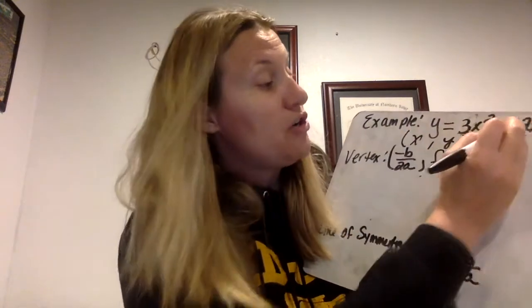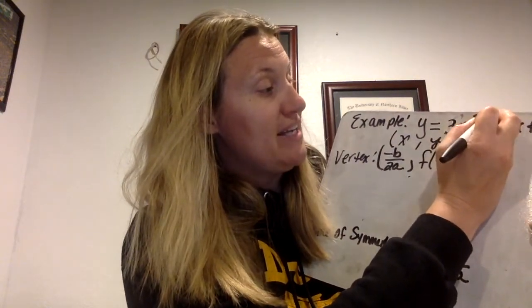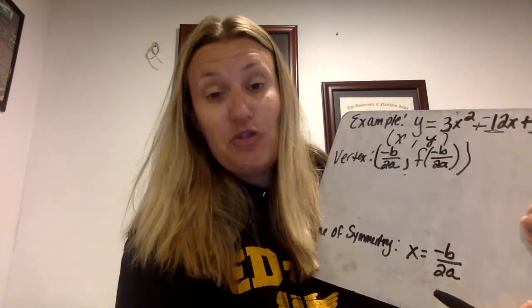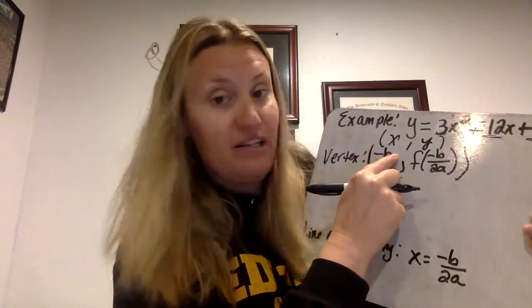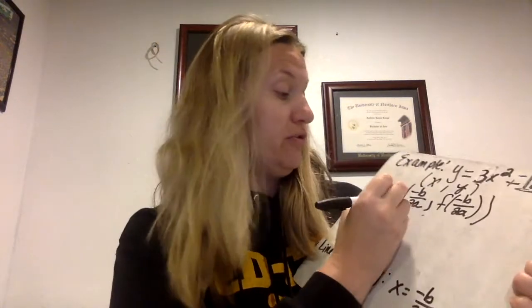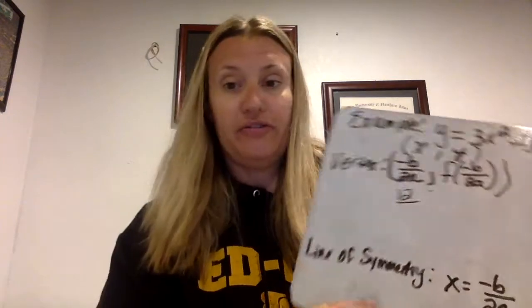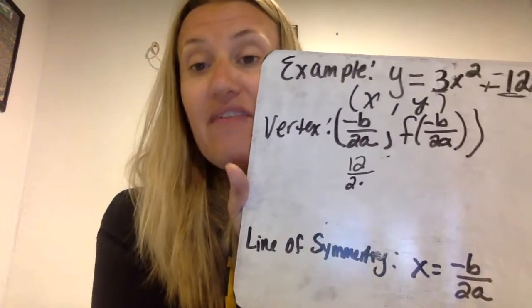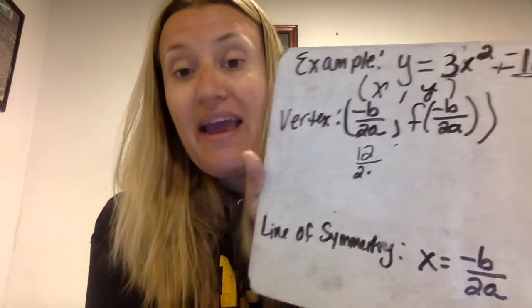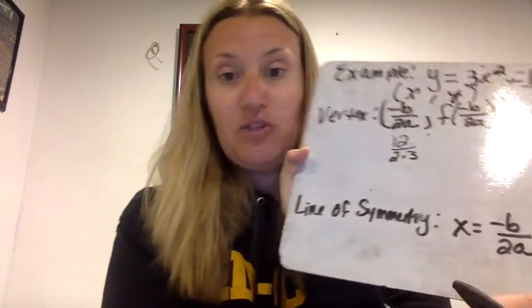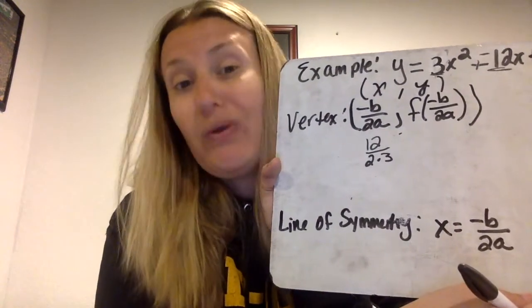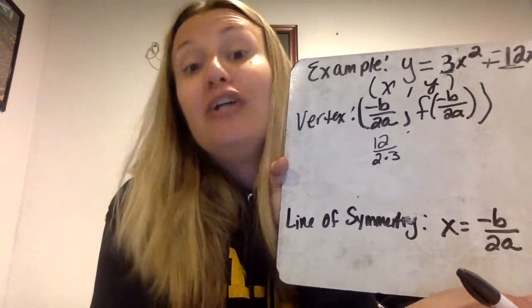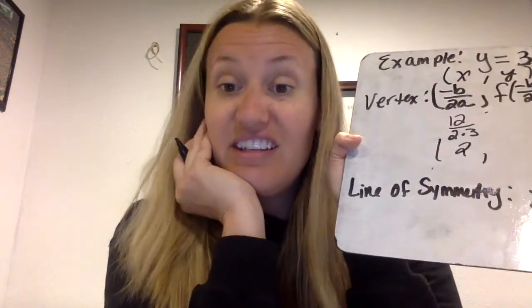Pretty simple. So if you look at this, if you need to, you can add a line. But my b value is negative 12. So I want to do the opposite of b. The opposite of negative 12 is positive 12. So that's the number that's going to go on top, over 2 times, and that 2 is just part of the formula, my a value. If you look, 3 is my a value. So I'm going to take 12 divided by 2 times 3. 2 times 3 is 6. 12 divided by 6 is 2. So the x value of my vertex is the number 2.